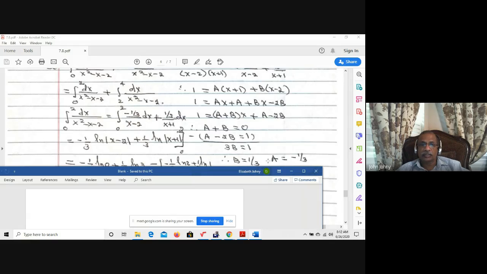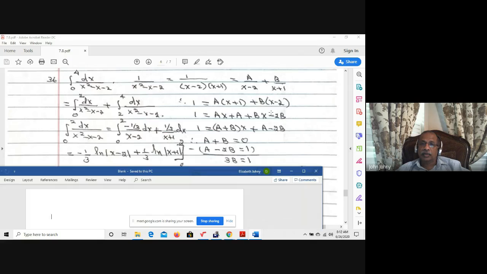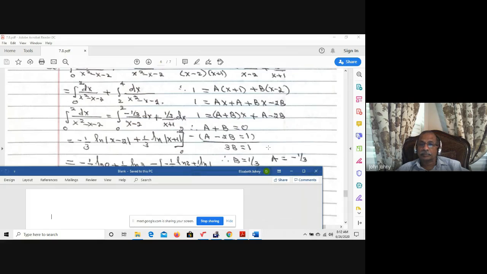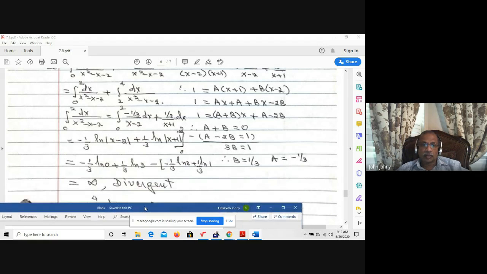So these two numbers are different. So please correct that. A is positive 1/3 and B is negative 1/3. There is a mistake here. I'm sorry about that. So the integral becomes 1/3 natural log of x minus 2 minus 1/3 natural log of x plus 1.